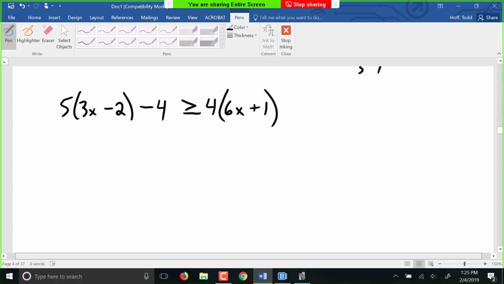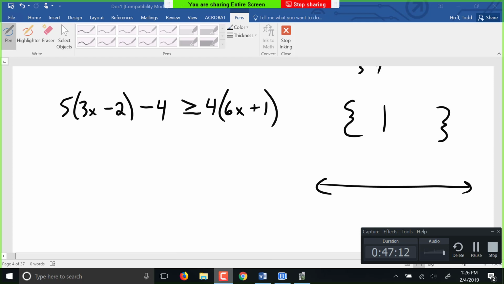Give that one a shot in your notes. Again, give your answer in solution set notation and on a number line. I'll give you a couple minutes.